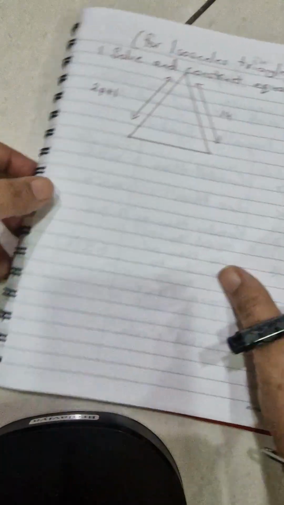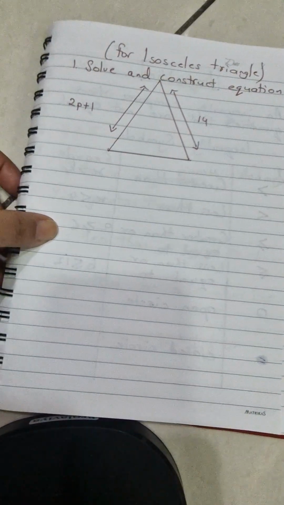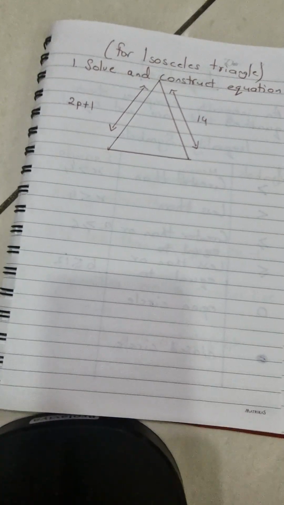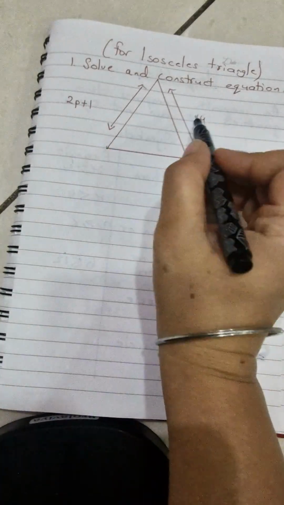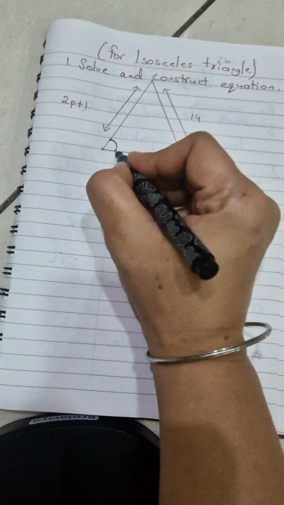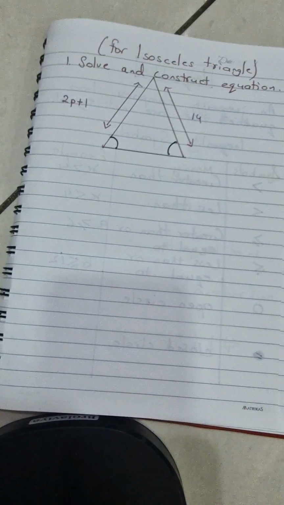Next topic is, no, this is the same topic now. Here I have given you the isosceles triangle. What is the property of an isosceles triangle? That both the sides are same. Both these long sides are same, and base angles are same.